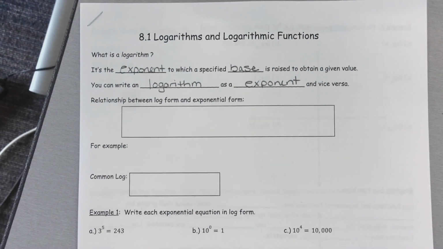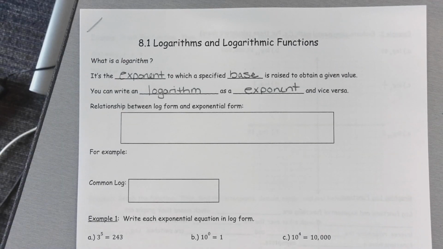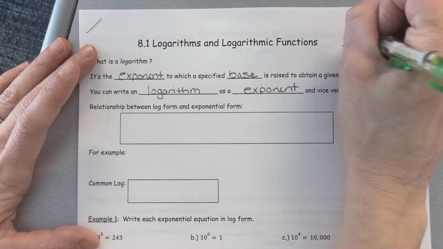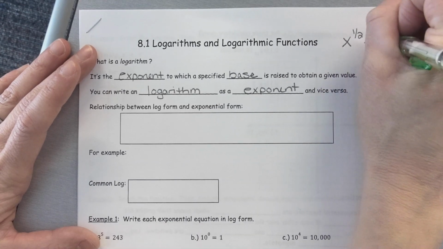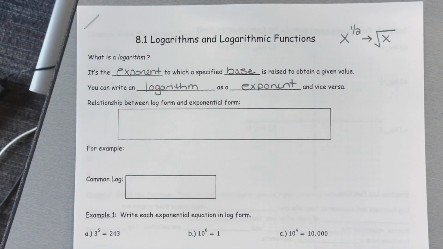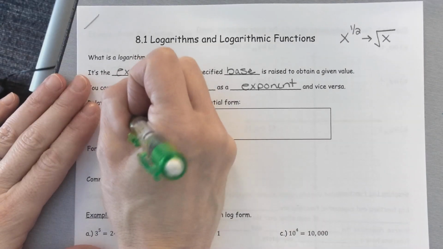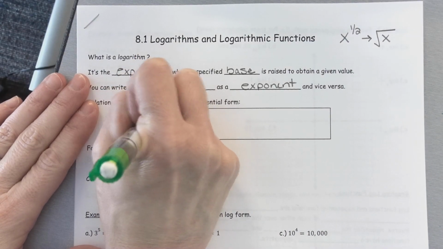What I told the kids that it reminded me of from our last chapter: do you remember how we'd have stuff like x to the 1/2 power and we'd switch it over to the square root of x? They were the same thing, right? They were just different notations. That's what we're going to start with today. We're going to see different notations of the same thing, in an exponential format and also in a logarithmic format. Let's start with logarithms. So this would be my logarithmic format.